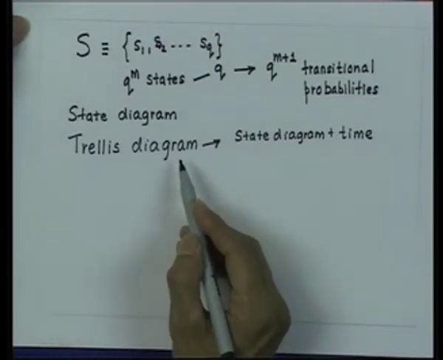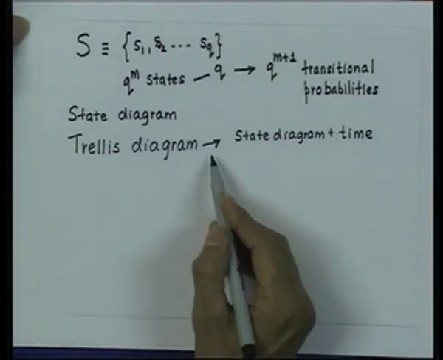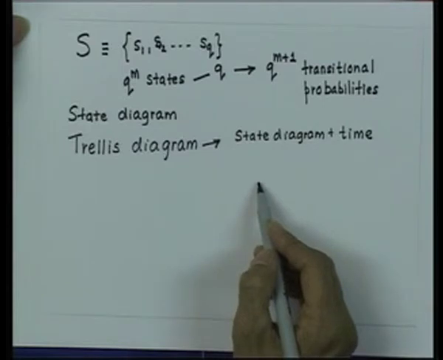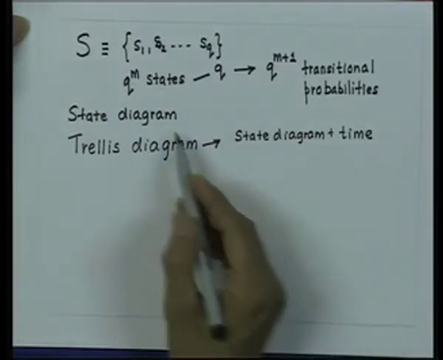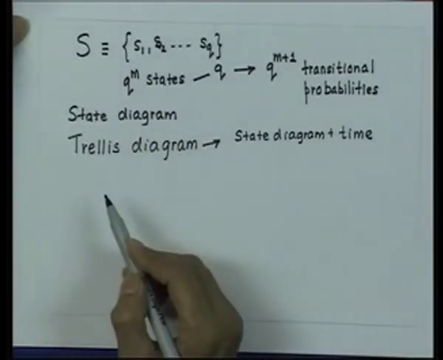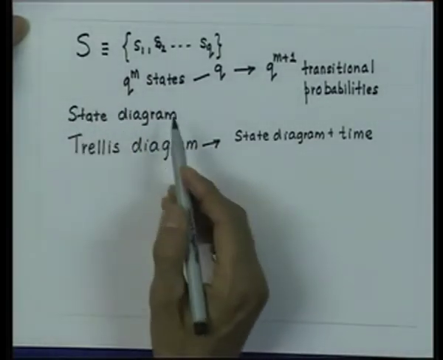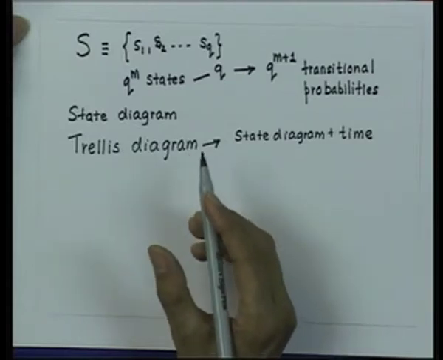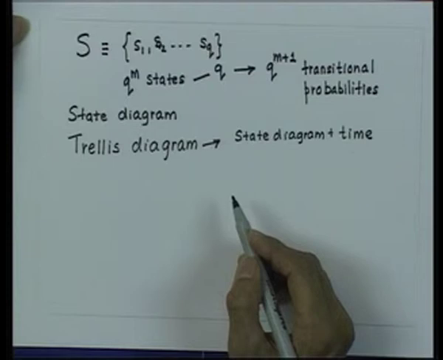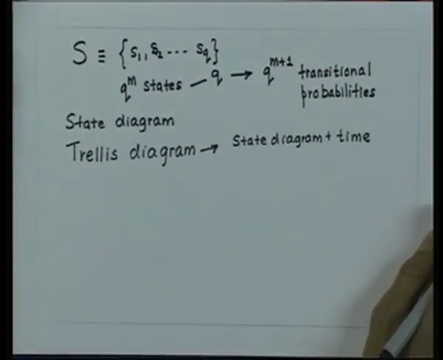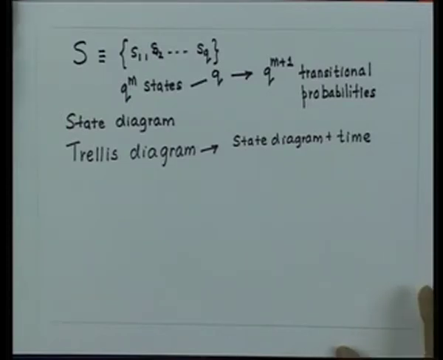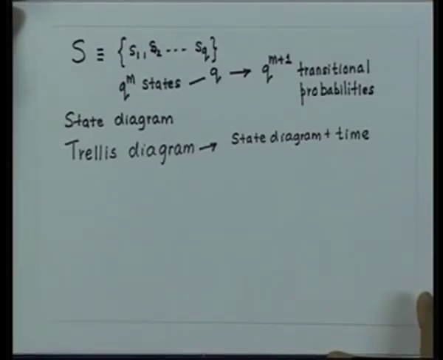Trellis diagrams tell me basically at any particular instant what is the state of the source. That is not very clear just from the state diagram. So, I would say that the state diagram is a more concise form of representation, whereas the trellis diagram is a more elaborate form of representing a Markov source. Let us take a simple example to understand this.